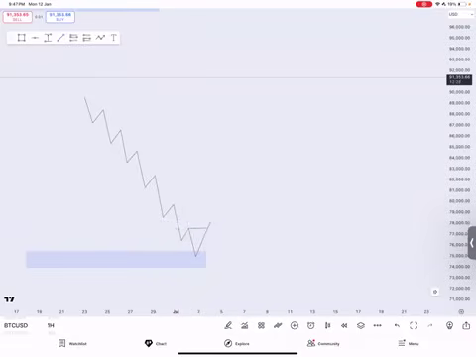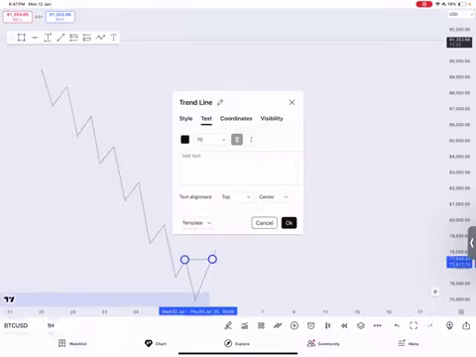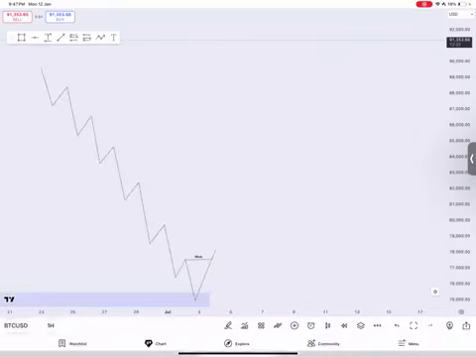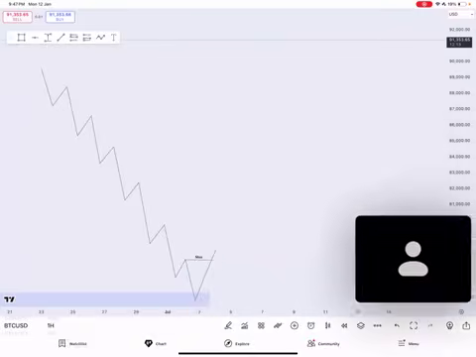When this happens, that means I've gotten a market structure shift occurrence. Somebody shout power.